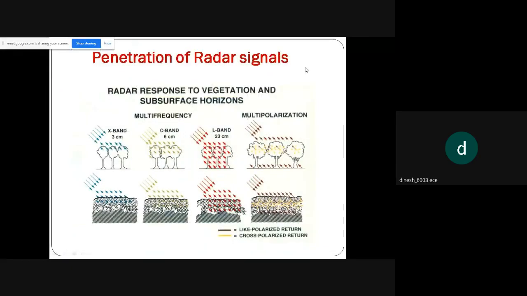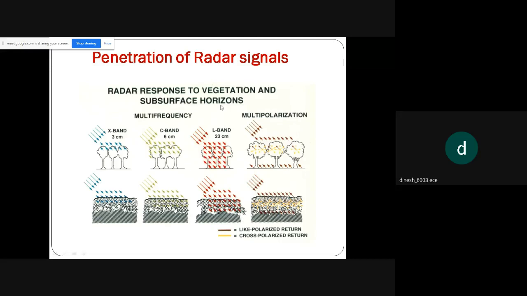Next is the penetration of the radar signals. You can see X band is given in blue, C band is given in gray, L band is given in red, and the returned signals in this is a K band, which uses multipolarization. So the response of radar to vegetation and subsurface horizons is this topic.